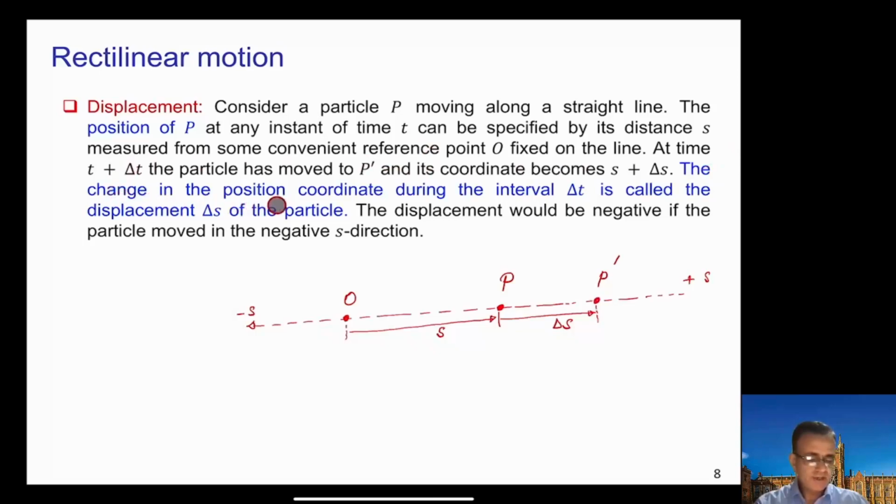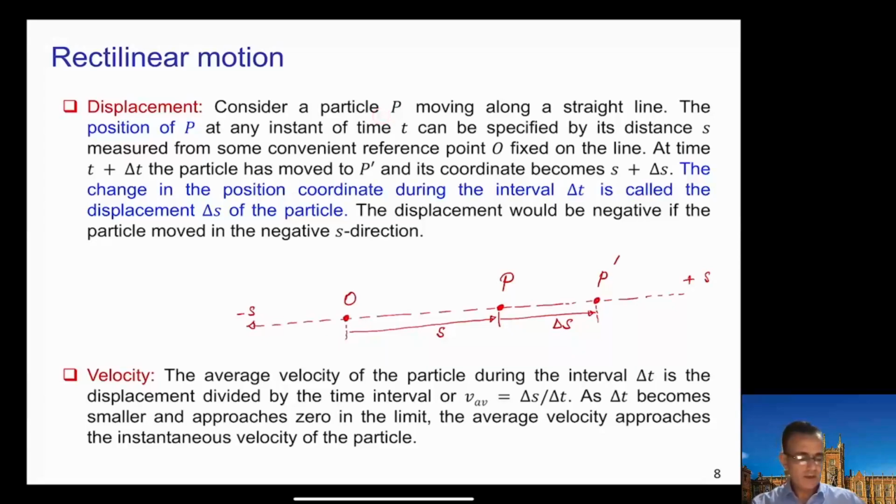Now the change in the position coordinate during the interval delta t is called the displacement delta S of the particle. So when the particle moves from point P to P dash, this delta S is the displacement of the particle. The displacement would be negative if the particle moves in the negative S direction.